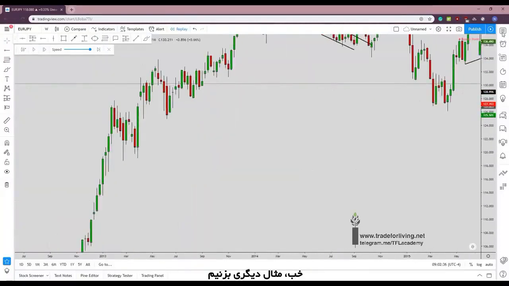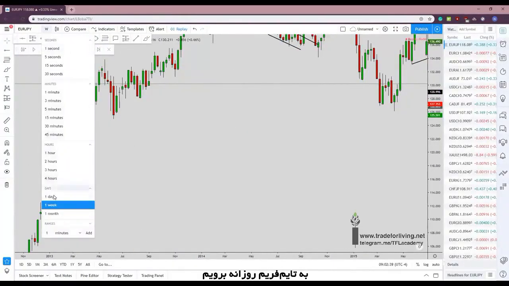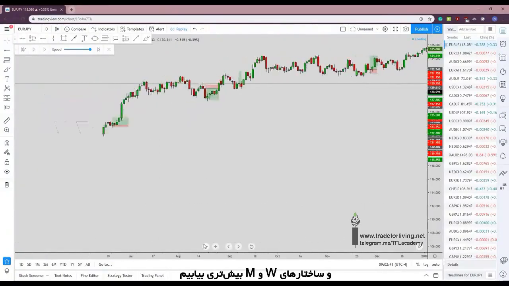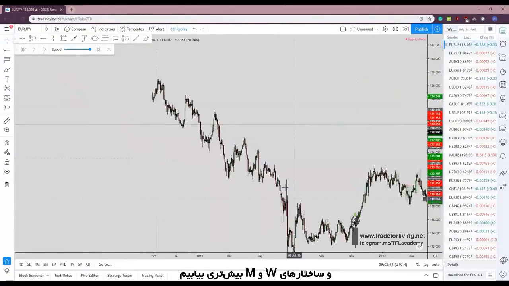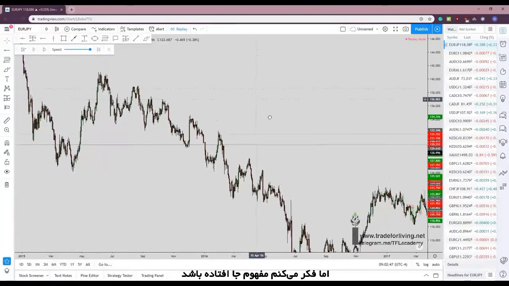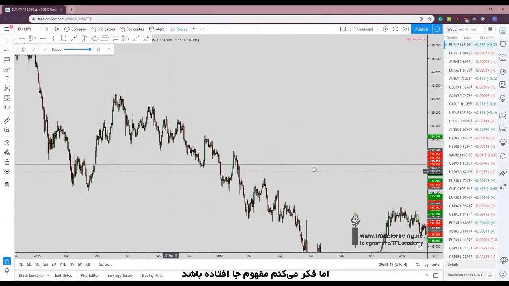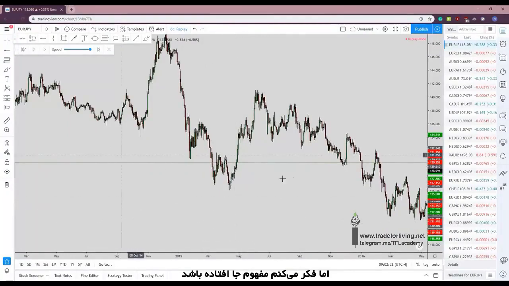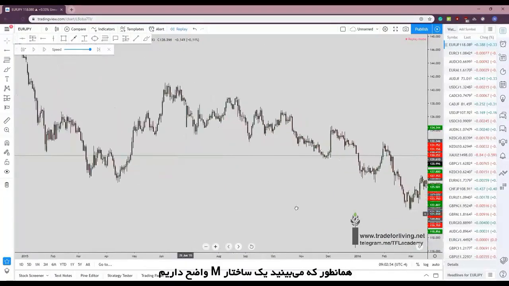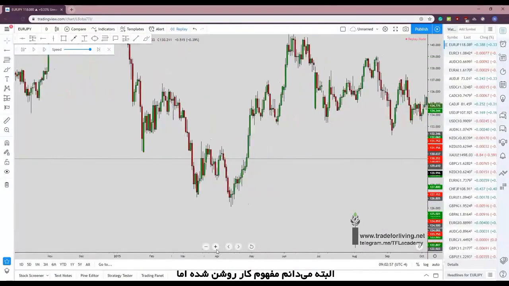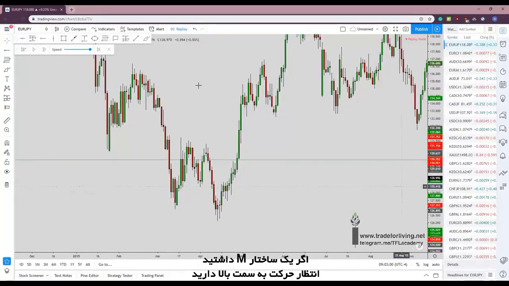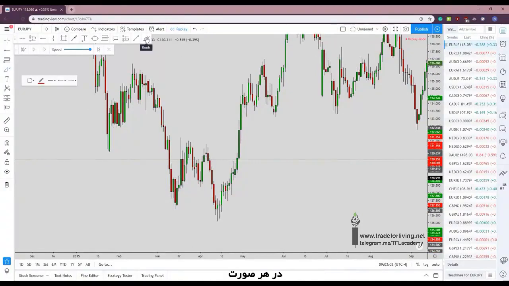Now we can keep going. Let's go, for example, on the daily time frame, and let's find more W and M formations on the daily time frame. But I think the concept is quite clear. As you can see here, we have a very clear M formation, but overall I know that the concept is clear. If you have an M, you're expecting a push to the upside. If you have a W, you're expecting a push to the downside. And anyway, you will see a lot of W and M's when we will be speaking about the strategy itself, the WM strategy.